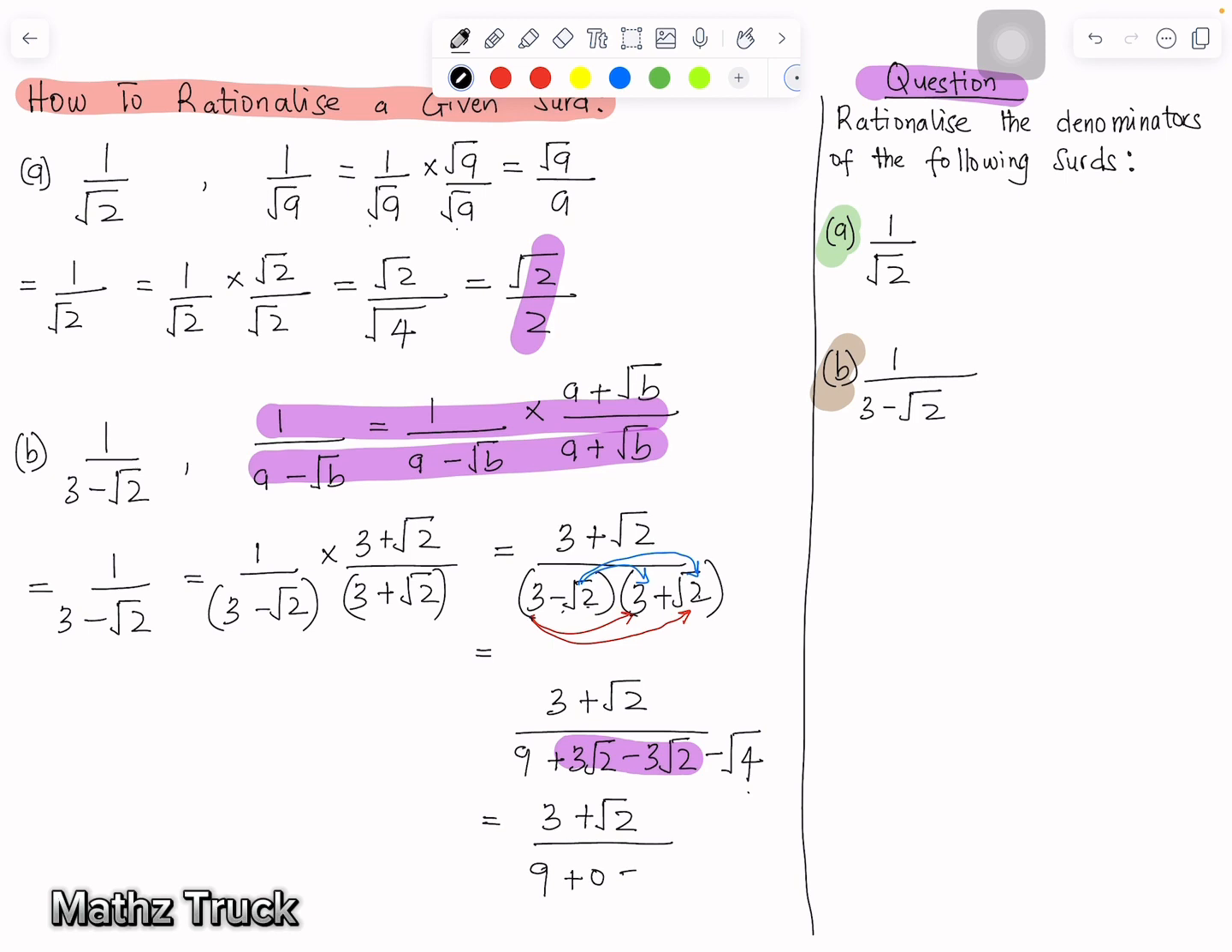And we have minus root 4, which we already know is what? Root 4 is 2. Then our final answer is going to be 3 plus root 2 divided by 9 minus 2. Now 9 minus 2 will give us what? 7. So the answer for question B is going to be 3 plus root 2 over 7.